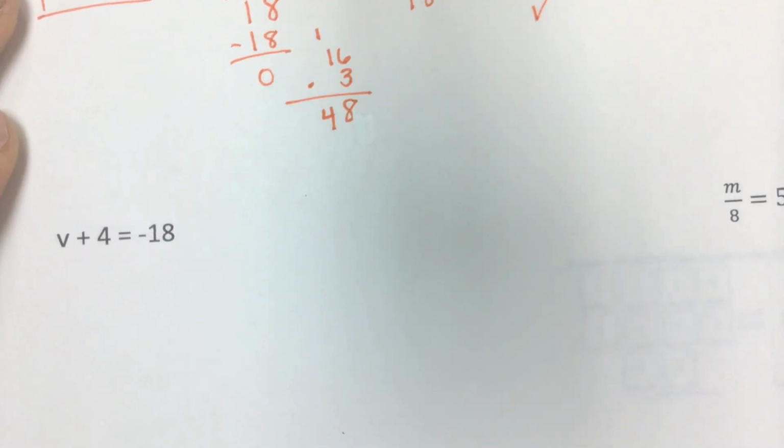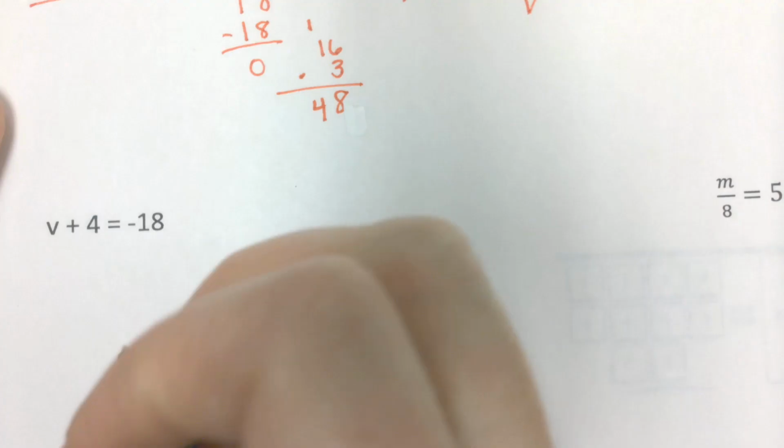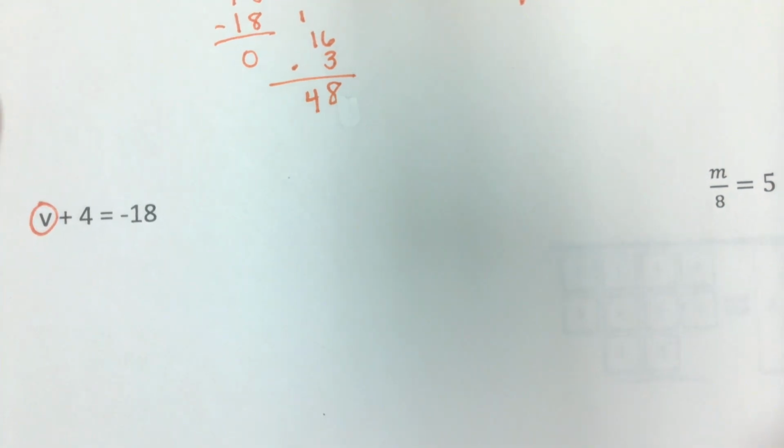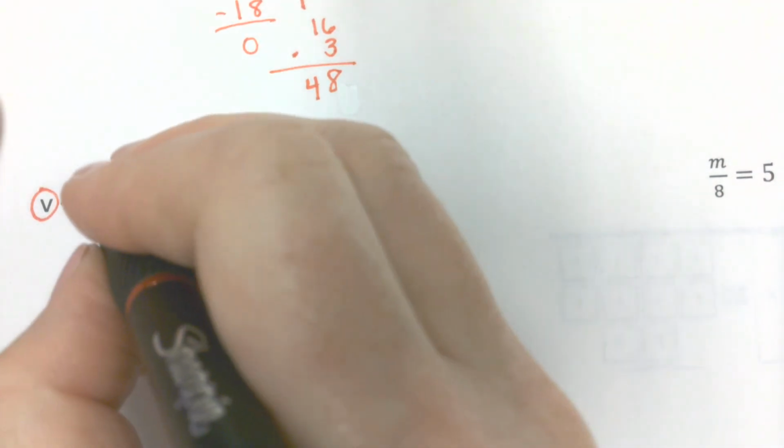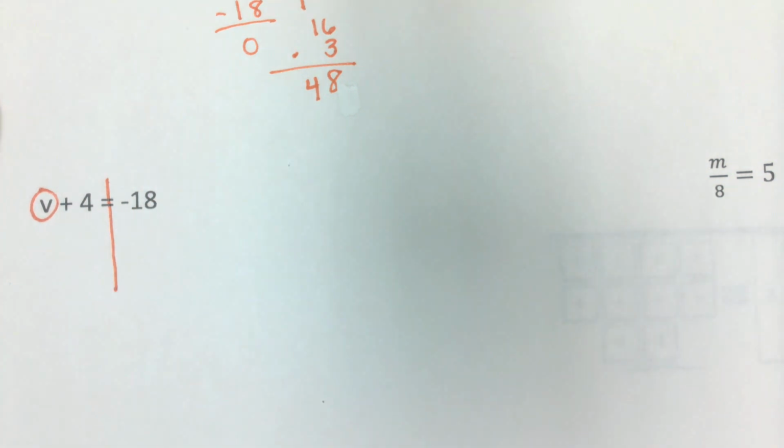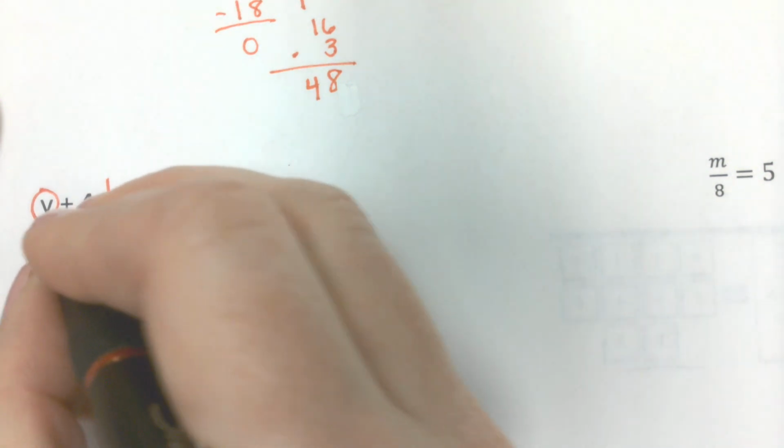Okay, let's go to the next one. V plus 4 equals negative 18. Circle the V. Draw your line down your equal sign. Look at what's happening to V. V plus 4. So because it is plus 4, we got to do minus 4 on both sides.